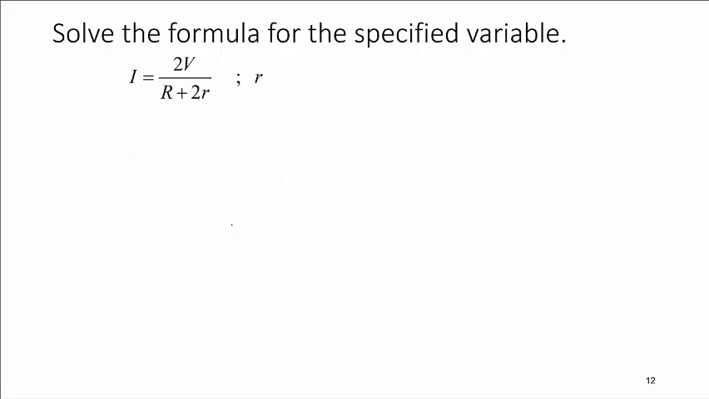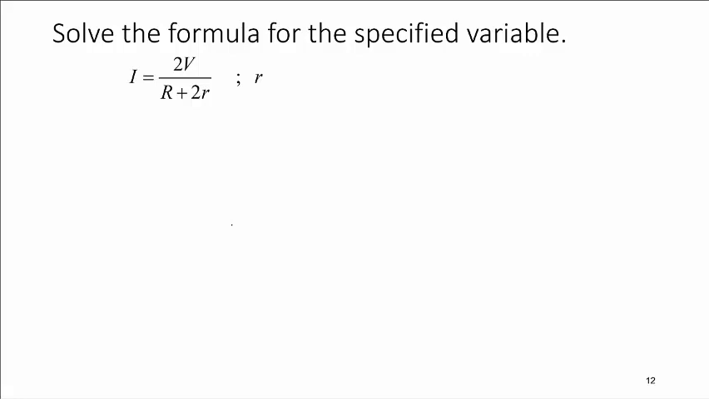So this says same directions, right? We're solving for the specified variable, and we have I equal to 2v divided by big R plus 2 little r, and we're trying to solve for little r. By the way, most of these have some meaning. This one is used in electronics and things. So anyway, there are reasons that you might want to do this in life.